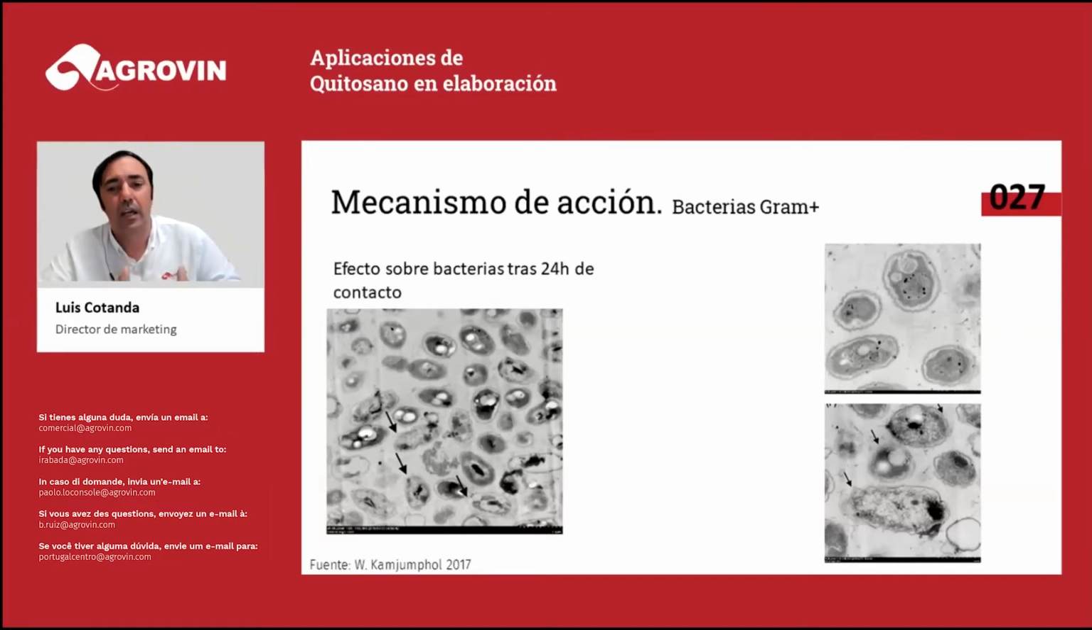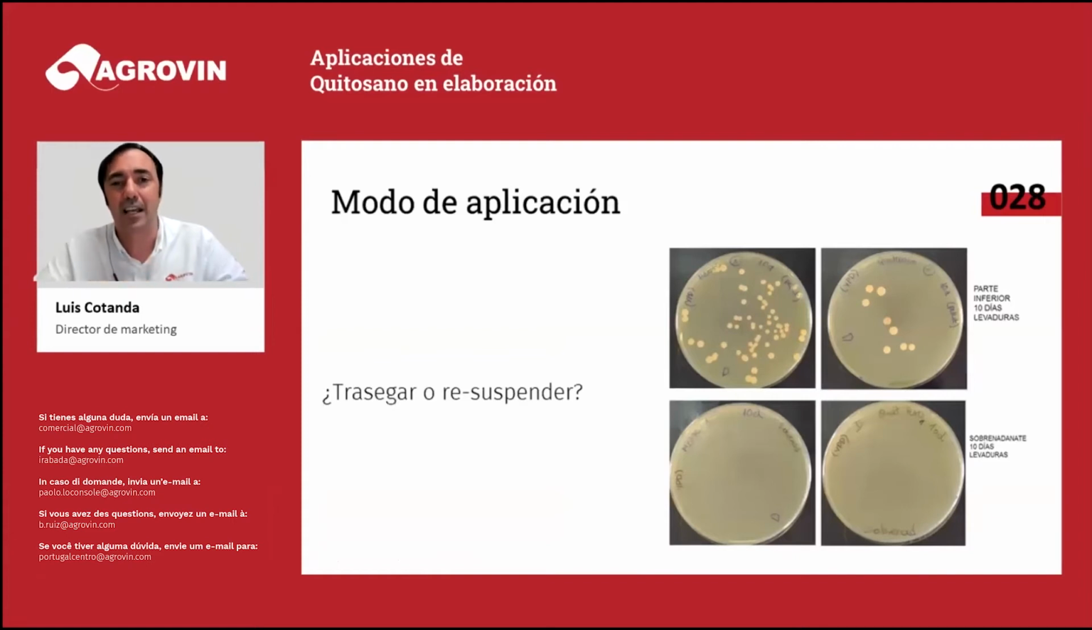Chitosan is able to provoke cell death, as we said, but it also has a very strong microorganism flocculant effect. It can join microorganisms and form aggregates that are big enough and with low charge, so that due to gravity, they get to the bottom of the tank. The question would be, is it necessary to proceed to racking, or can we resuspend? Well, clients have come to us to ask about it, and we decided to perform a little test.